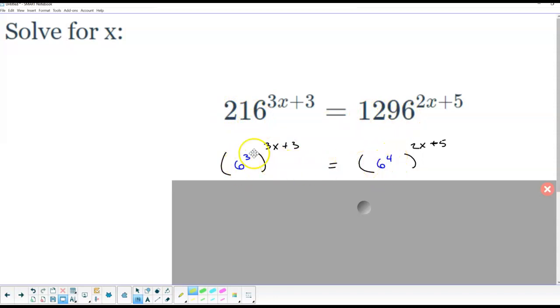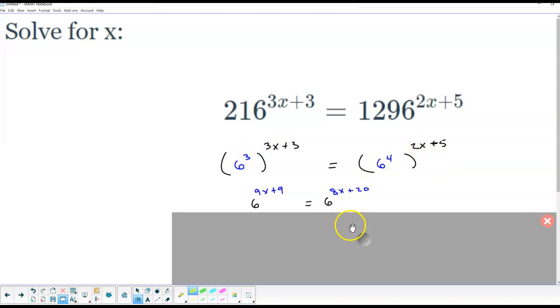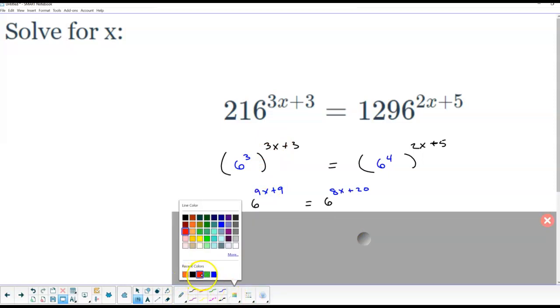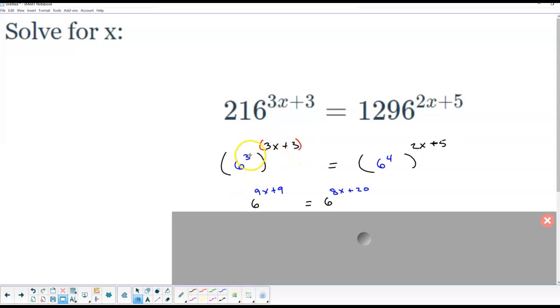Now notice we have the same base, but we have a power to a power that we have to take care of. I maybe shouldn't have done this. I probably should have added in one extra step here. But the power to a power rule tells us we are actually going to take this 3 and multiply all pieces of the exponent. So 3 times 3 gave me 9x. 3 times 3 gave me 9. And then here we've got 4 times 2x, which is 8x, and 4 times 5, which is 20. So you have to do that in order to get the bases exactly the same.